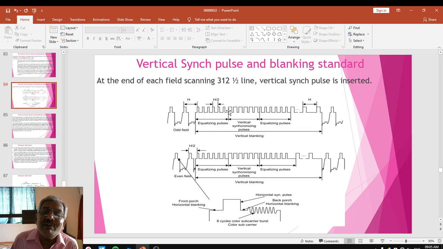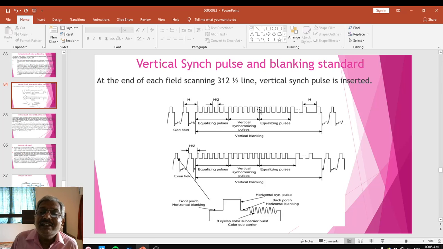The role of pre-equalizing pulses is to isolate the horizontal scanning and vertical retrace period from each other. And also the role of post-equalizing pulses is to isolate the beginning of the next field, that is horizontal scanning, and also the end of the vertical retrace period from each other.